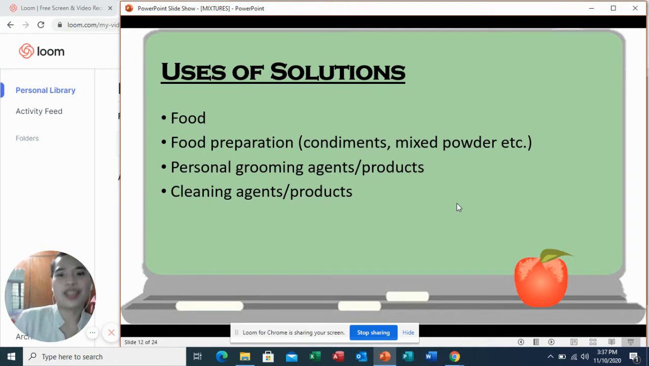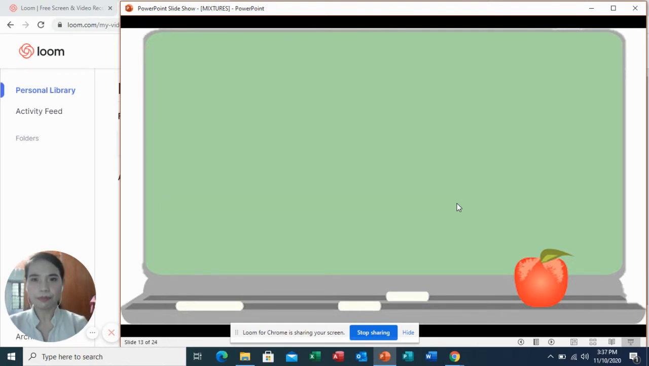What else? Shampoo. No. Disinfectants rather, for cleaning agents. So these are all examples of solutions. And for medicines, we take syrup, cough syrup when we have a cough. So those are examples of solutions.